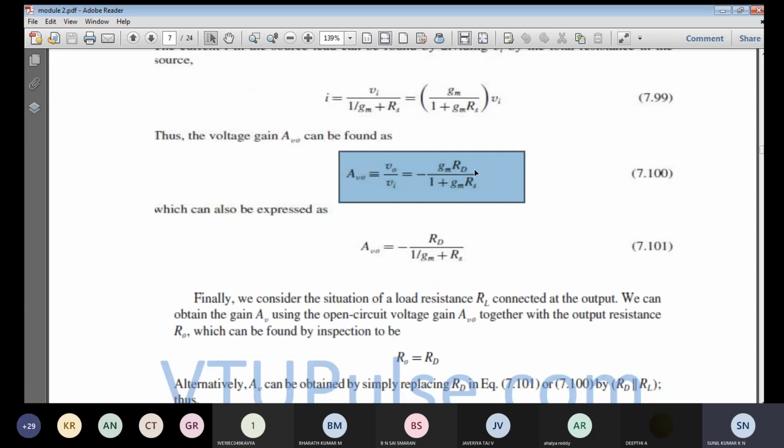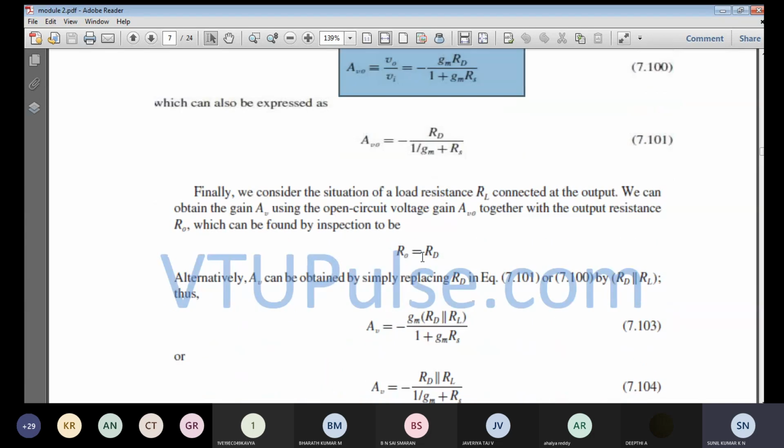So now I can represent this in another way. Taking Gm common, Rd divided by minus 1 over Gm plus Rs. So the same thing, if we change the numerator and denominator, this expression can be written like this. Okay, so there is nothing more to do with this one.